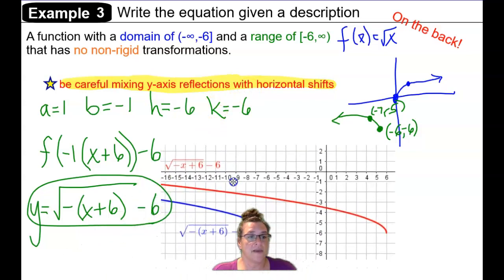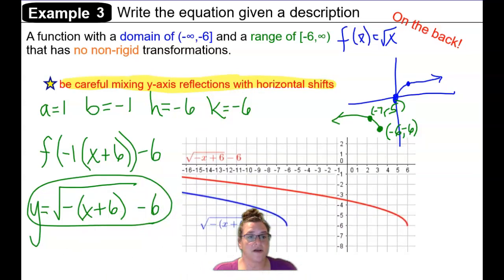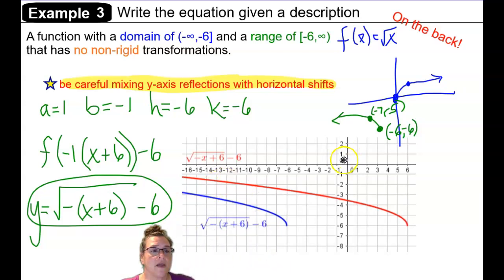And here I made these graphs for us ahead of time in Desmos so that you could see that the graphs are not the same. So here's the one that we needed to write, right? Negative quantity x plus 6 is under the square root. The minus 6 is outside for the shift down 6. And notice it's got that same shape that we had sketched out ahead of time.